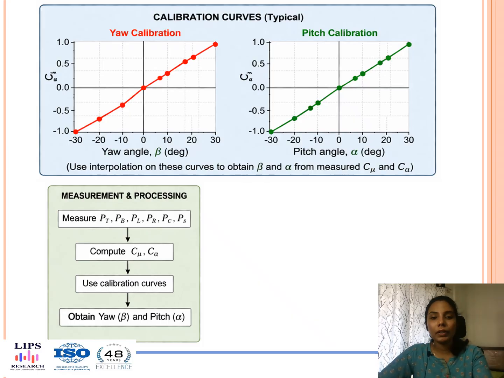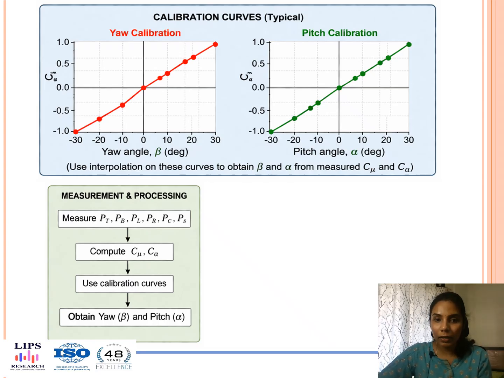Now, coming to the calibration curve. The calibration curve is most important while we are using these instruments. Now, for the first calibration, you will be able to see the yaw calibration curve on the left side as well as the pitch calibration curve on the right side. The yaw calibration curve, which is on the left side, we will first look at. The horizontal axis here represents the yaw angle in degrees. The vertical axis represents the pressure coefficient ratios. As you can see, the curve shows a systematic variation of the pressure coefficient with yaw angle.